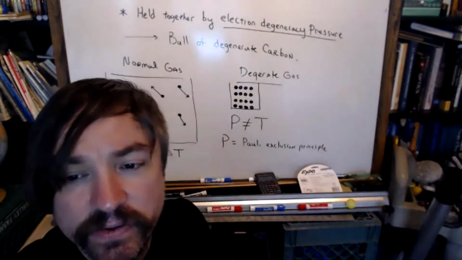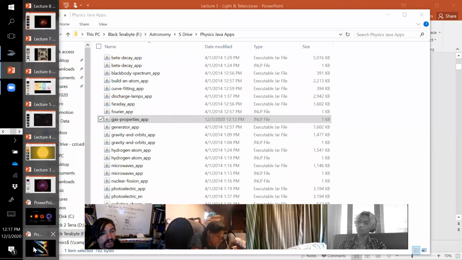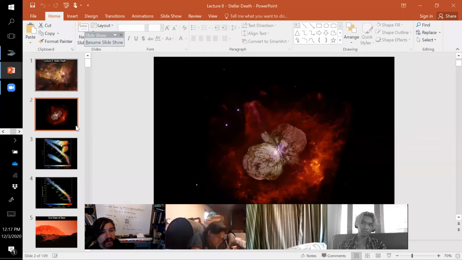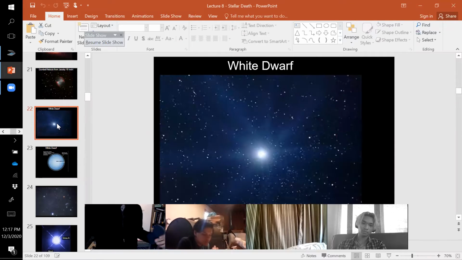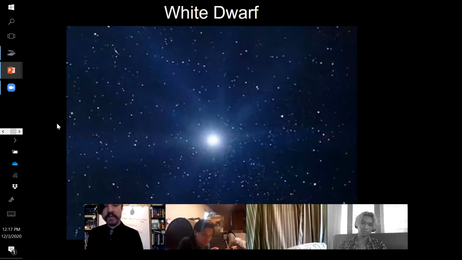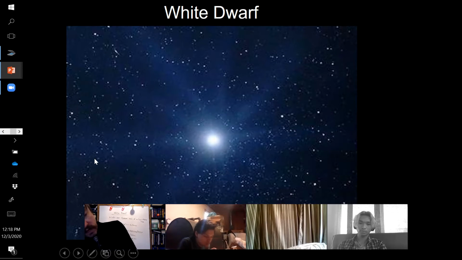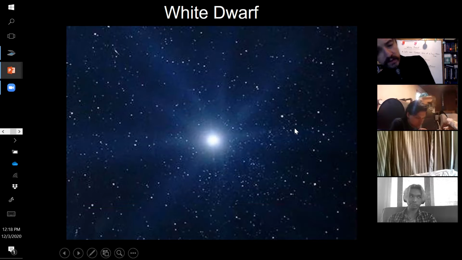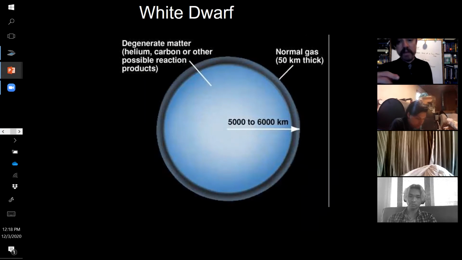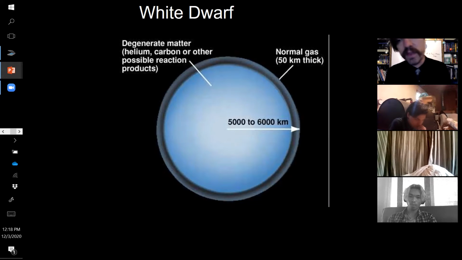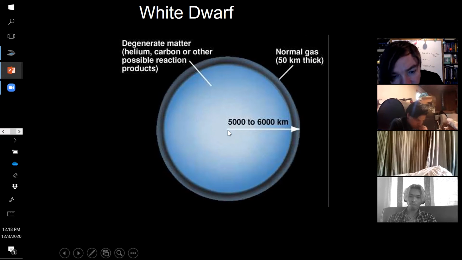Maybe it's time for a cartoon illustration. Oh, stellar death. Here's a little model. This is what a white dwarf would look like. In fact, believe it or not, students, we have images of a white dwarf. This happens to be an artist illustration, but we actually have bona fide pictures of a white dwarf, and I'll show that to you in just a moment. A typical white dwarf consists of degenerate carbon, maybe surrounded by a very thin 50-kilometer thick layer of normal gas. Check out the radius, 6,000 kilometers.